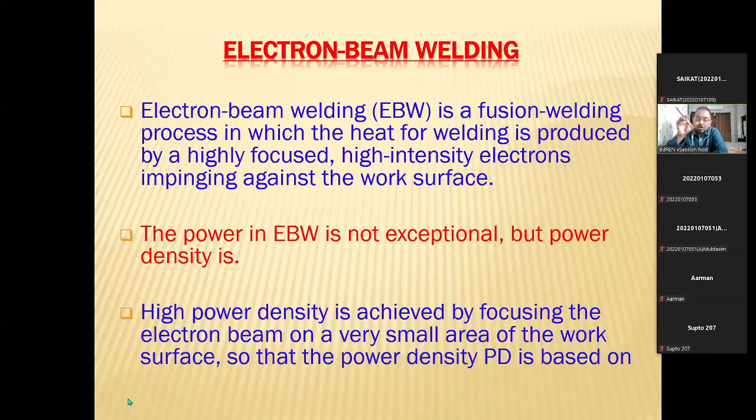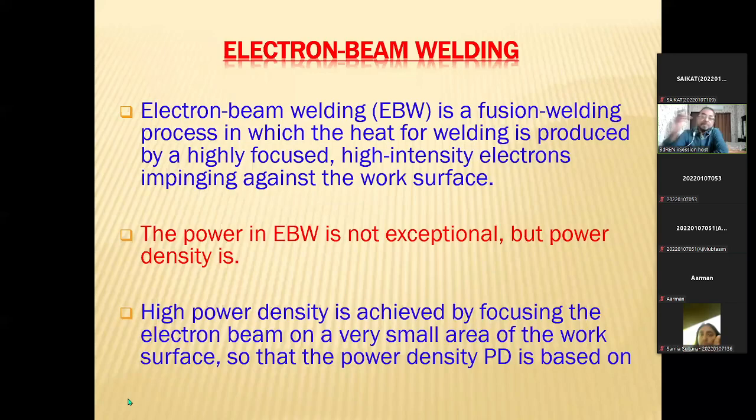All the machinery related to it is used for accelerating the electrons. After acceleration, the electrons have high velocity, and so high kinetic energy. When we hit the surface, this kinetic energy is converted to heat energy, which will be used for melting the metal.